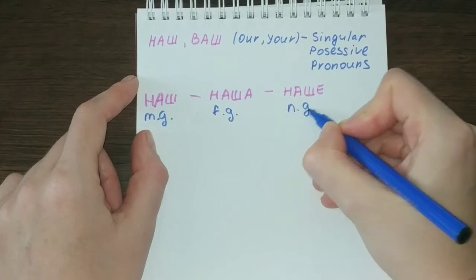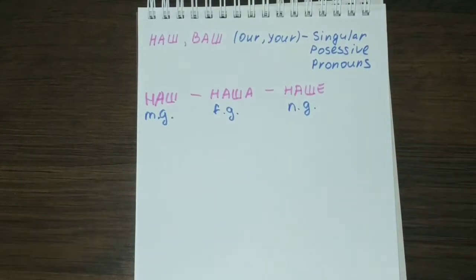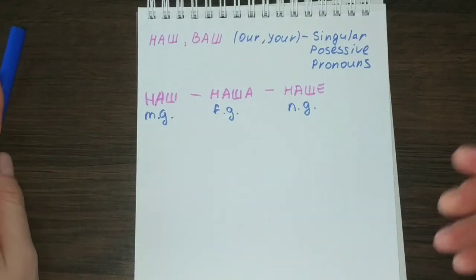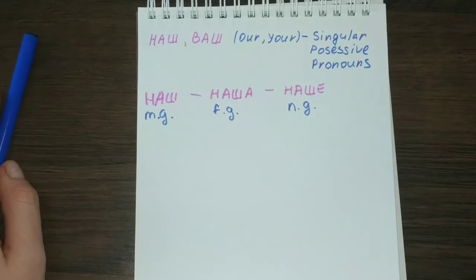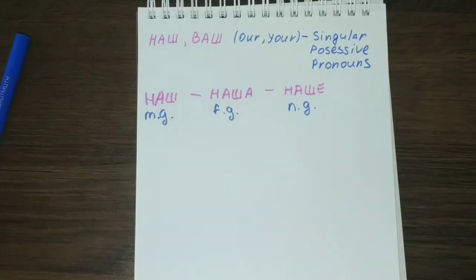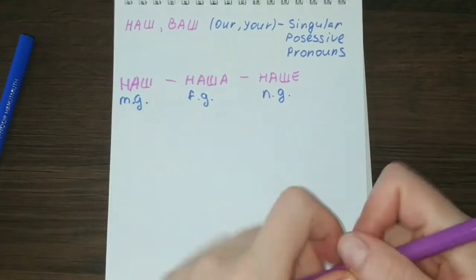So of course, using these possessive pronouns requires the nouns or adjectives of the same gender. If you have a noun of a feminine gender, you'll have to use this possessive pronoun in its feminine gender form as well. So that is very important, and you have to remember it. And for now, let us make some phrases with these pronouns.